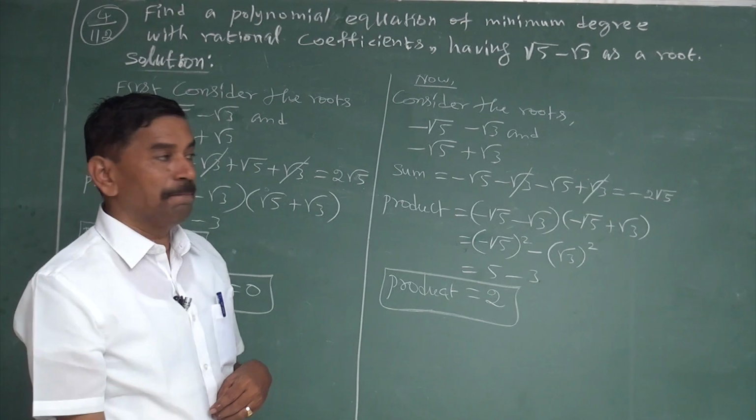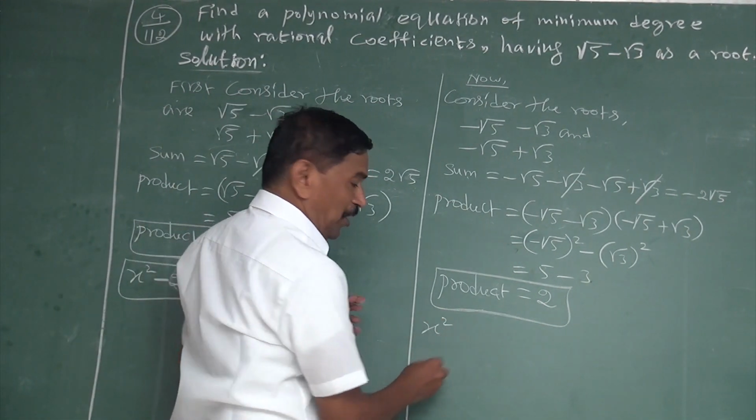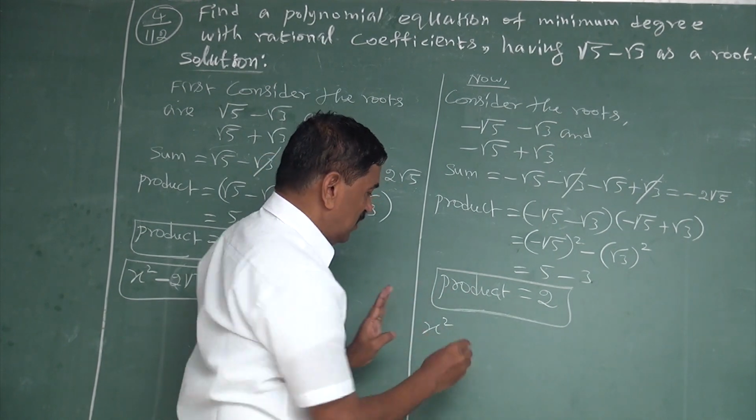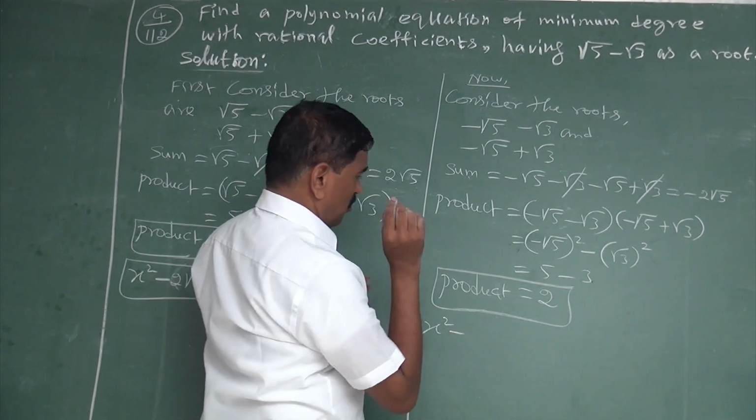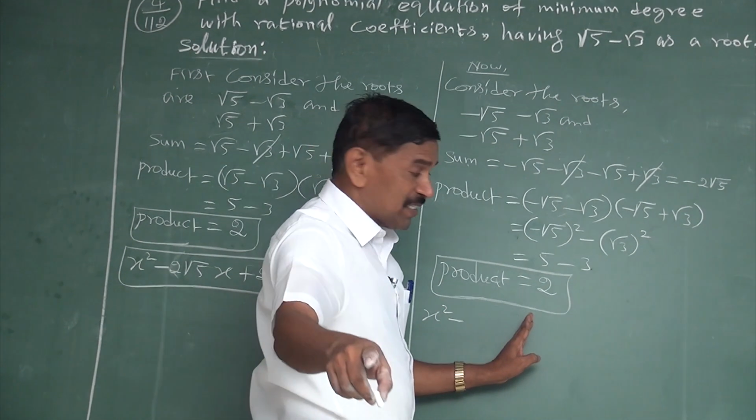Okay, next step. Next step. Good. Anyone? X square. Next, sum of the roots. Okay. Good. Very good. X square minus sum of the roots into x. Next, product of the roots.